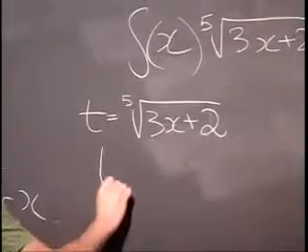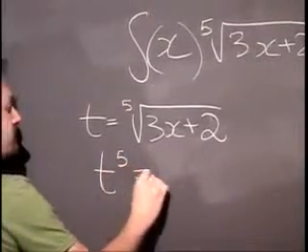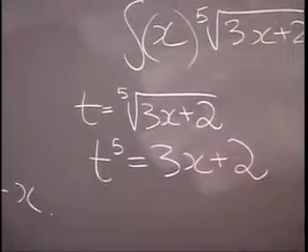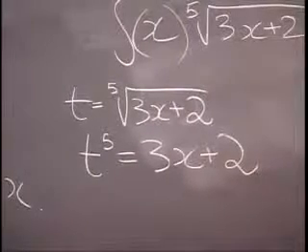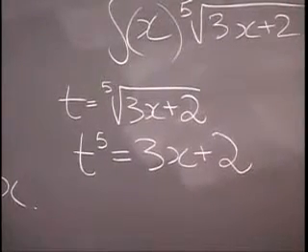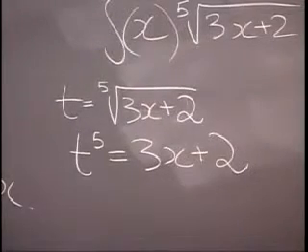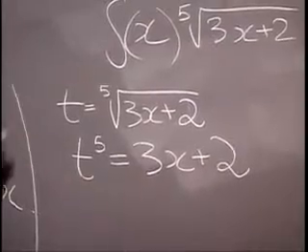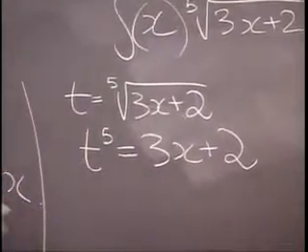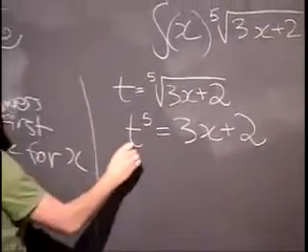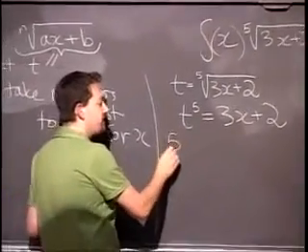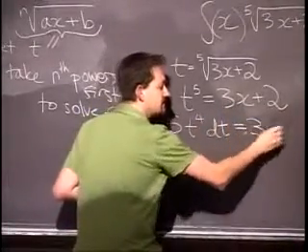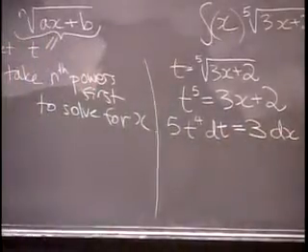So suppose I do that. I get t to the 5 is 3x plus 2. I could actually solve this for x, and I probably will in a few seconds, but I just want to point out that you can differentiate this at this point. This is allowed. Even though it's not just t equals something, it's t to the fifth, you can implicitly differentiate both sides and get the legitimate equation that 5t to the fourth dt is 3 dx. That's true.